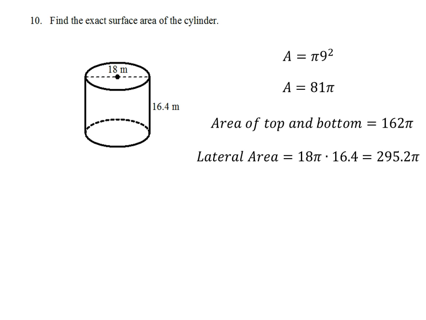Well, the surface area is the area of the top and the bottom plus the lateral area, which gives us 457.2 pi. And we want an exact area. That is an exact area. No rounded decimals or anything. It is 457.2 times pi.